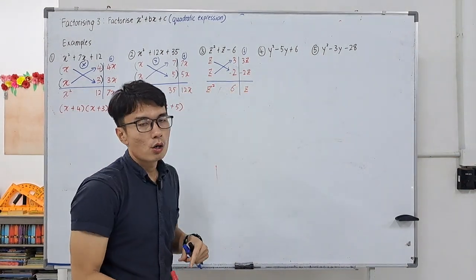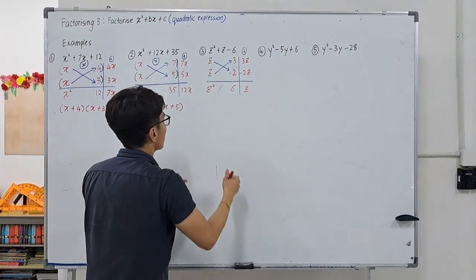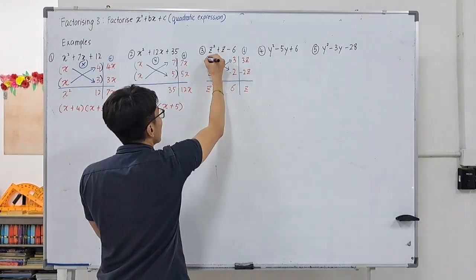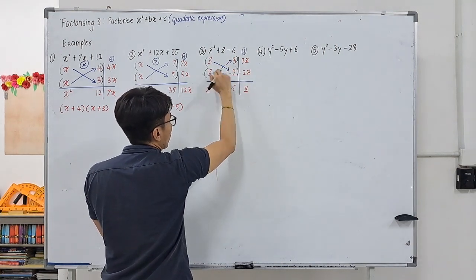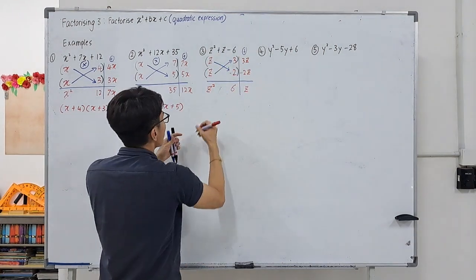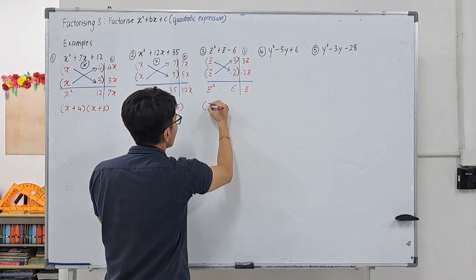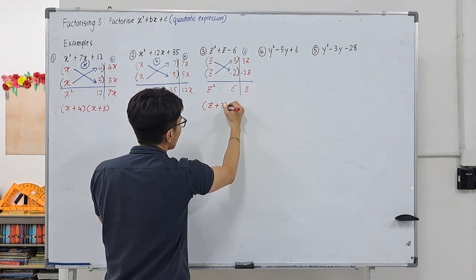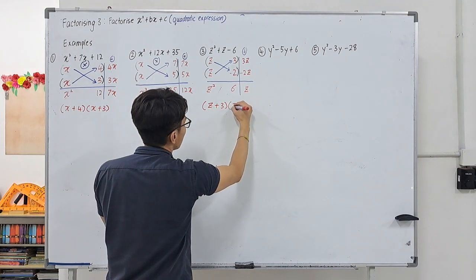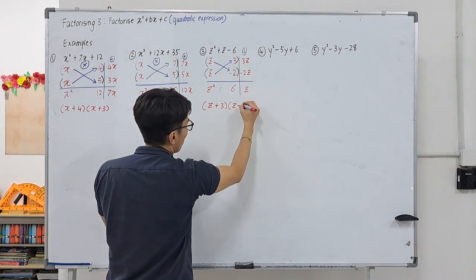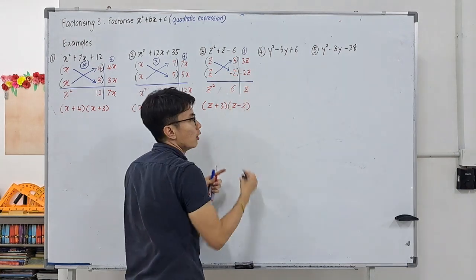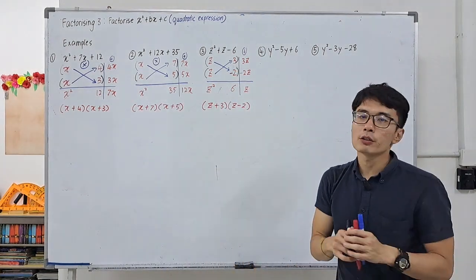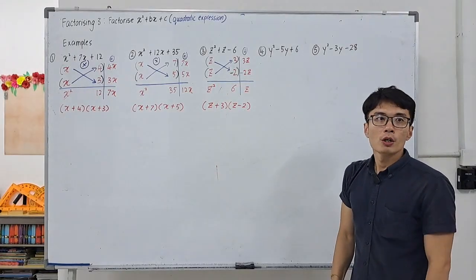Okay, so we can just continue to fill up the table, and then now we can write our final answer. So again, final answer, remember, write it horizontally, okay? So that's going to be z plus 3, and then what I will have here is going to be z. Don't forget your minus 2. All right, so that's how we're going to factorize a quadratic expression with some negative over there.